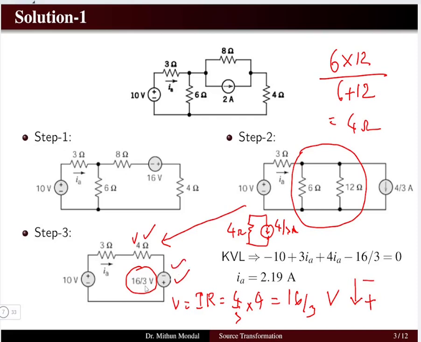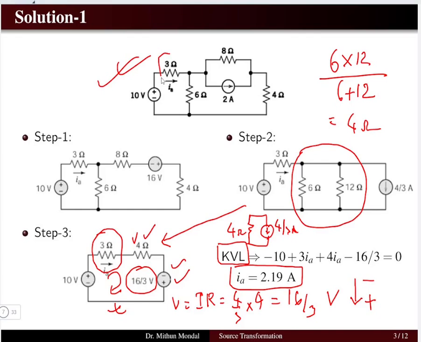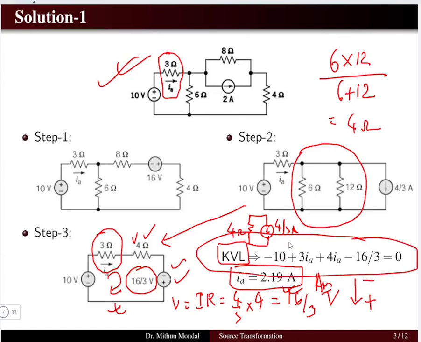Now we have reduced this network into a single mesh problem, where we can apply Kirchhoff's voltage law in a mesh, and we can determine the current which is flowing in this mesh. So the current which is flowing in this mesh is the same current which is flowing through the 3 ohm resistor, which is the unknown variable that we have to determine. So the answer to this problem is 2.19 ampere. So we see that we have written only one equation to obtain the final unknown variable.